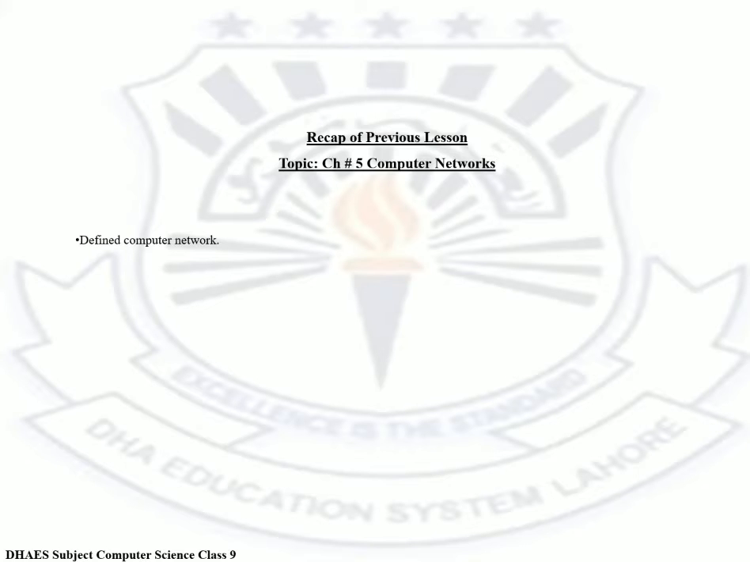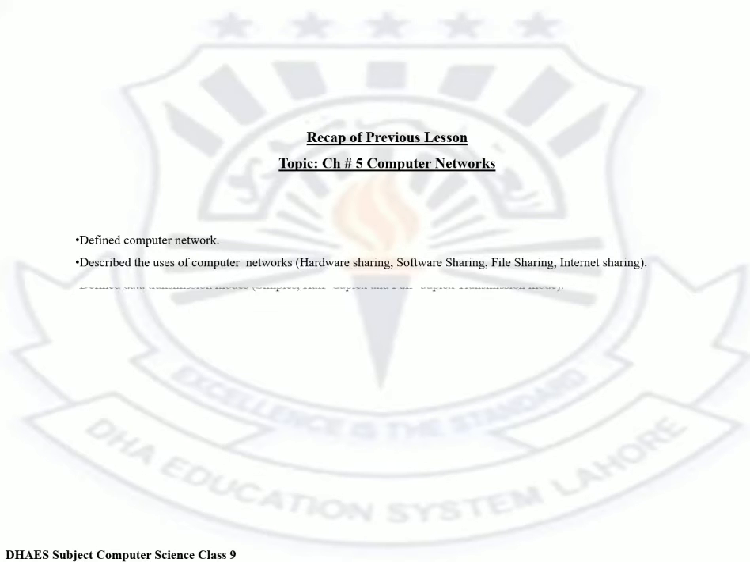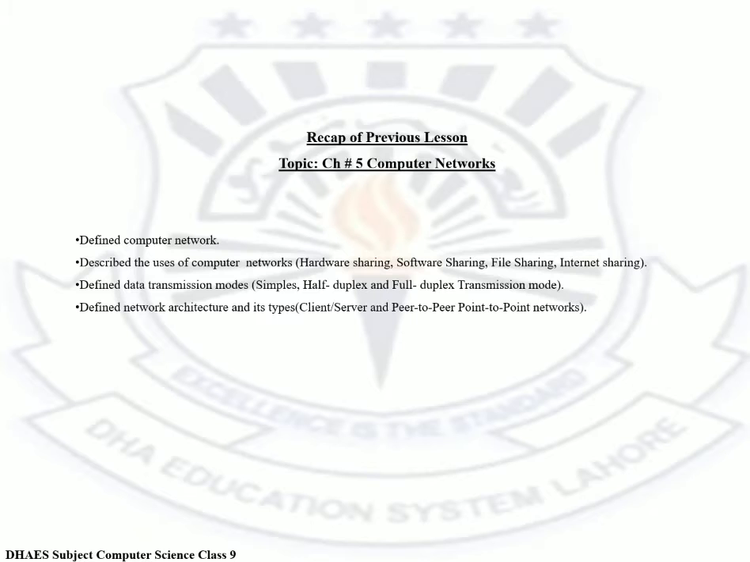We defined computer network. Described the uses of computer networks that are hardware sharing, software sharing, file sharing, and internet sharing. Defined data transmission modes that are simplex, half duplex, and full duplex. Defined network architecture and its types that are client server, peer-to-peer, and point-to-point networks, and differentiated between client server and peer-to-peer networks.